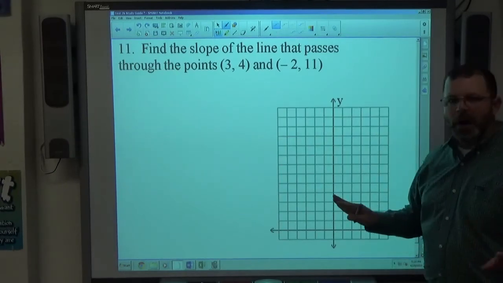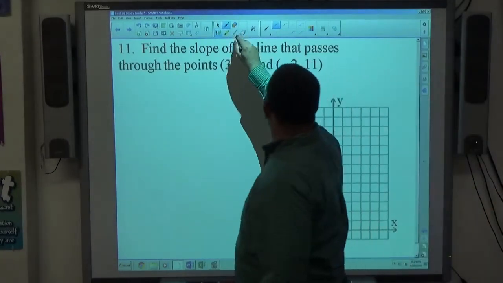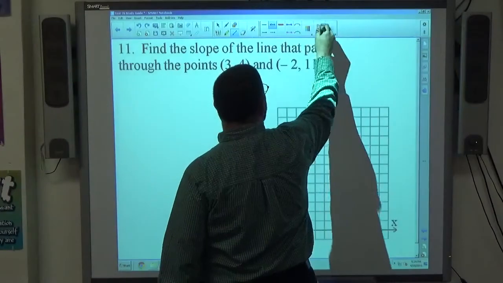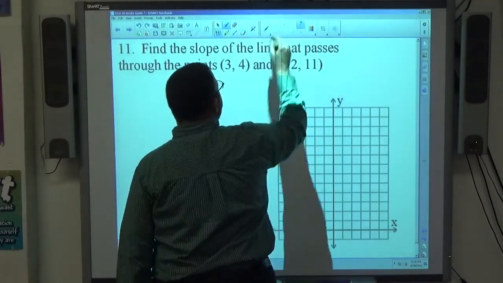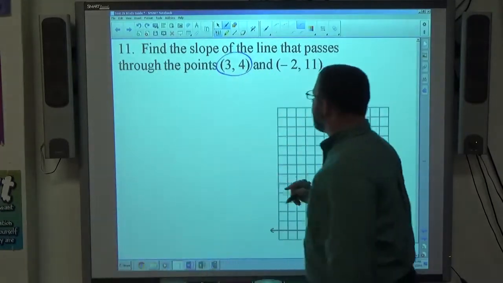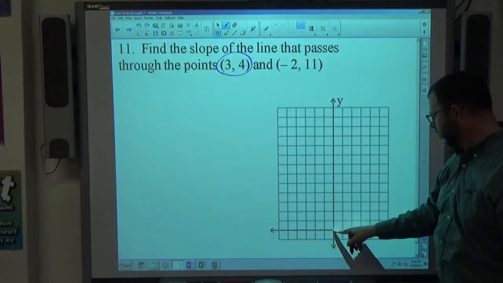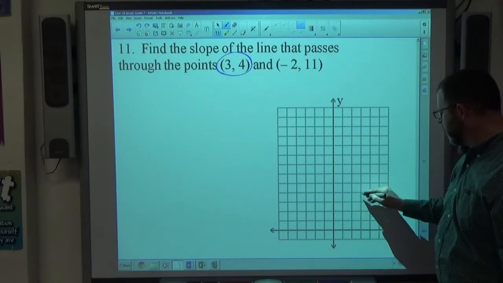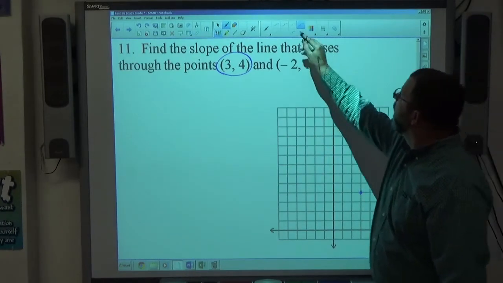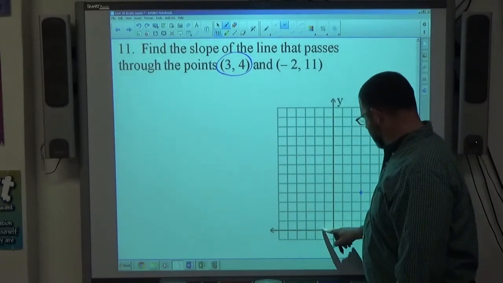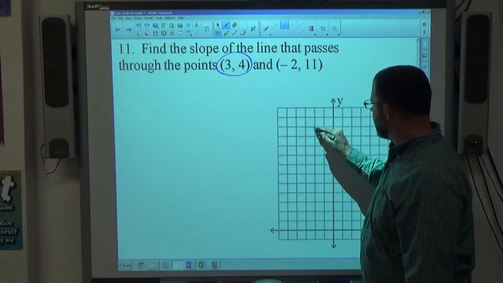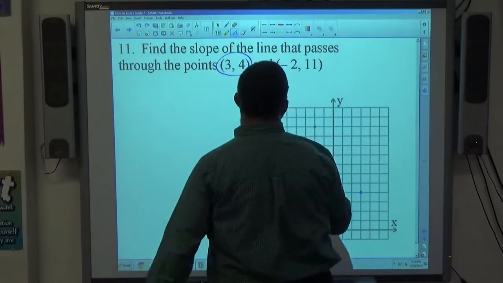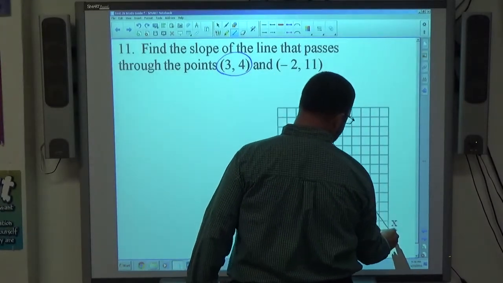Number 11, there's no graph paper on your study guide, but there will be on the test, so I just went ahead and drew some graph paper here. If we take a look at the point 3, 4, origin 0, 0, 1, 2, 3, 1, 2, 3, 4, it'll be right there. And if we go from the origin, negative 2, 1, 2, 3, 4, 5, 6, 7, 8, 9, 10, 11 will be right there. And I draw a line through those 2 points, like so.